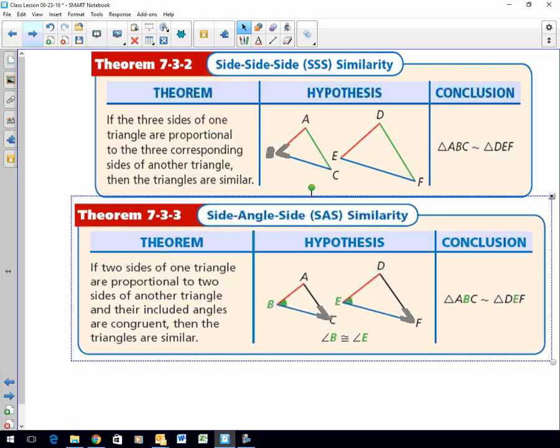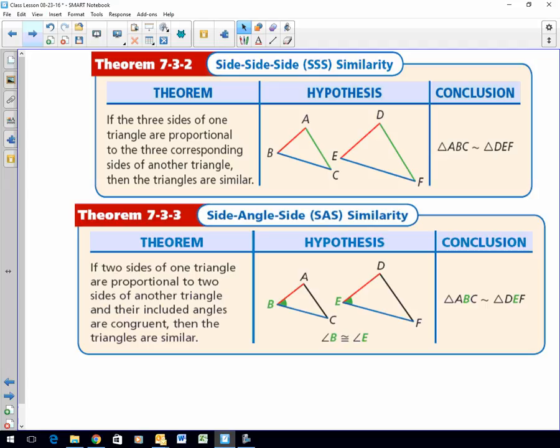And then the side-angle-side similarity postulate: if two sides of one triangle are proportional to two sides of another triangle, and their included angles are congruent, then the triangles are similar. See how this is going to be fun now. Now it's like a puzzle.